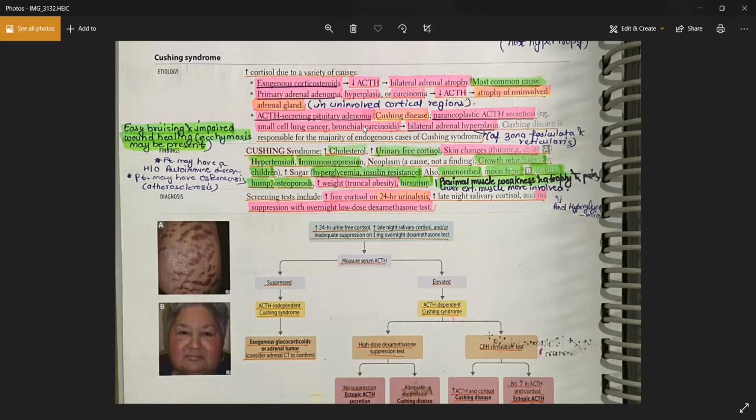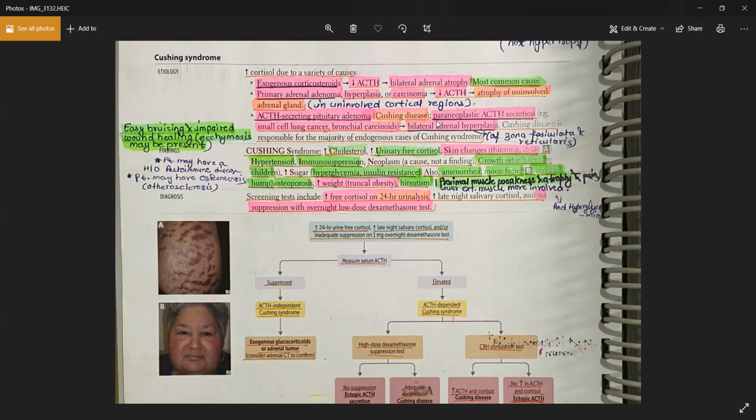Second thing is the ACTH secreting pituitary adenoma, or might be a paraneoplastic ACTH secretion. In both these scenarios, you will have high ACTH levels, okay, which cannot be suppressed by giving the low dose dexamethasone. Whenever you give the low dose of dexamethasone, if this ACTH is suppressed, that means it is not an ACTH secreting cancer, right? But whenever you give the patient low dose dexamethasone and these ACTH levels are not suppressed, that means it either could be a Cushing's disease or it could be a paraneoplastic ACTH secretion.